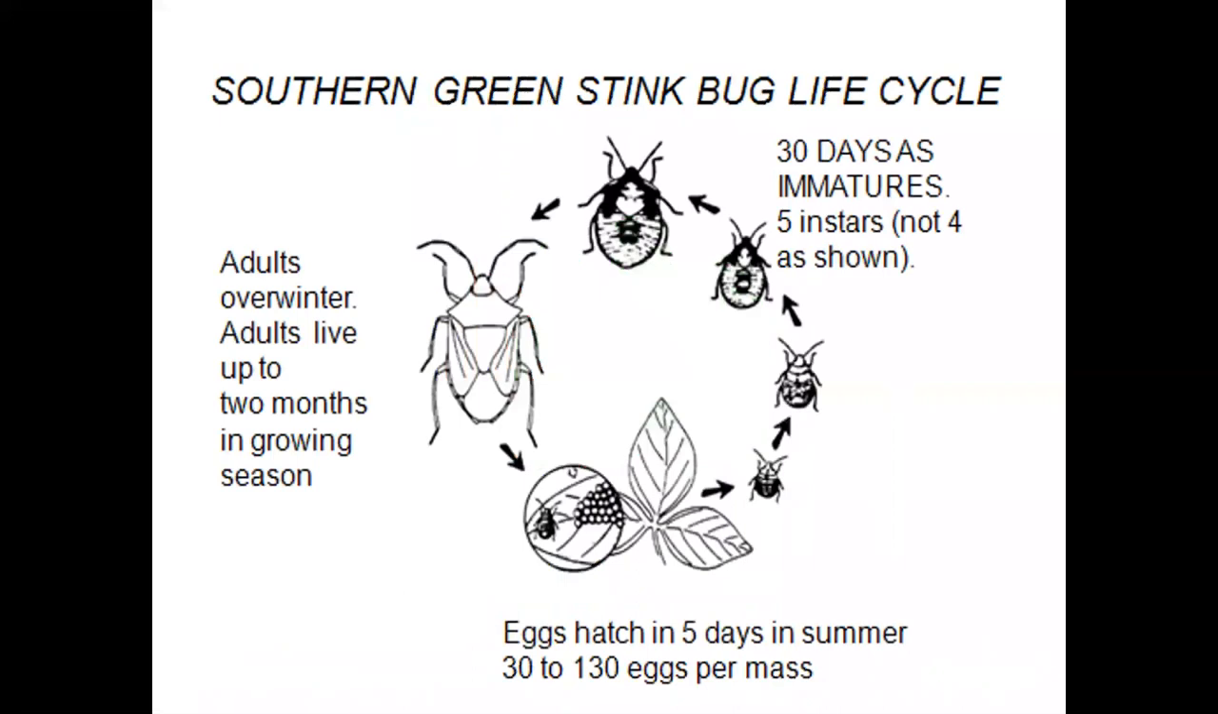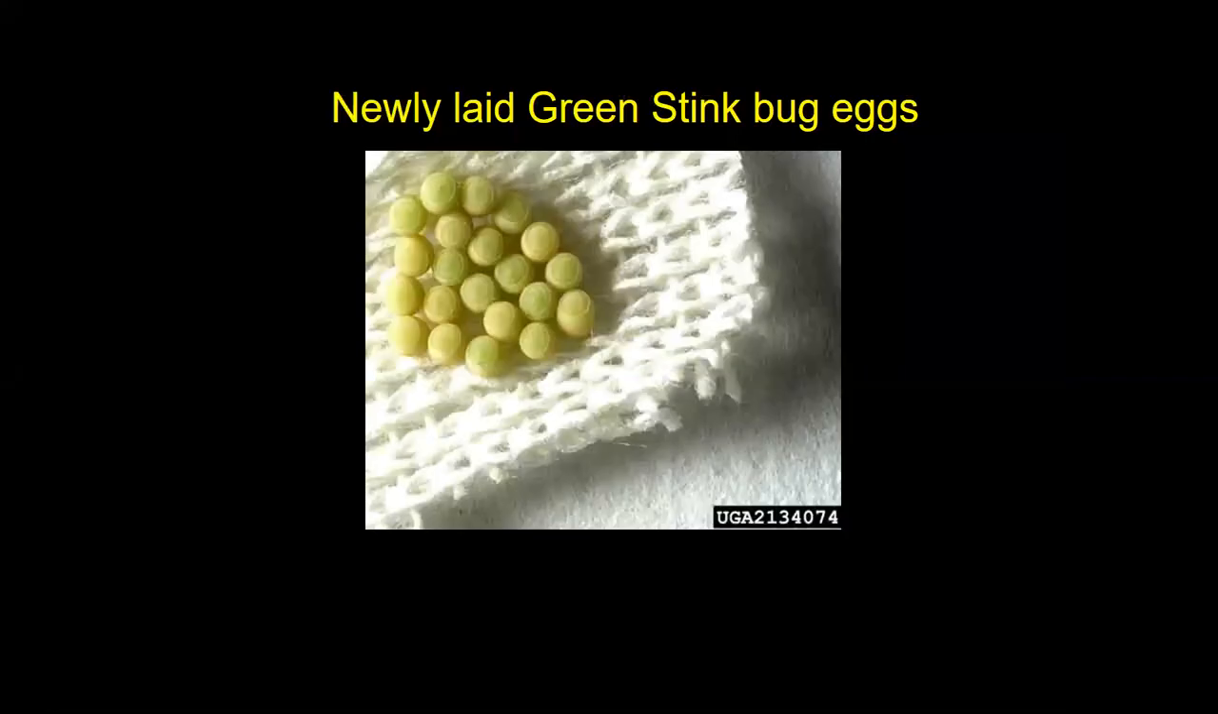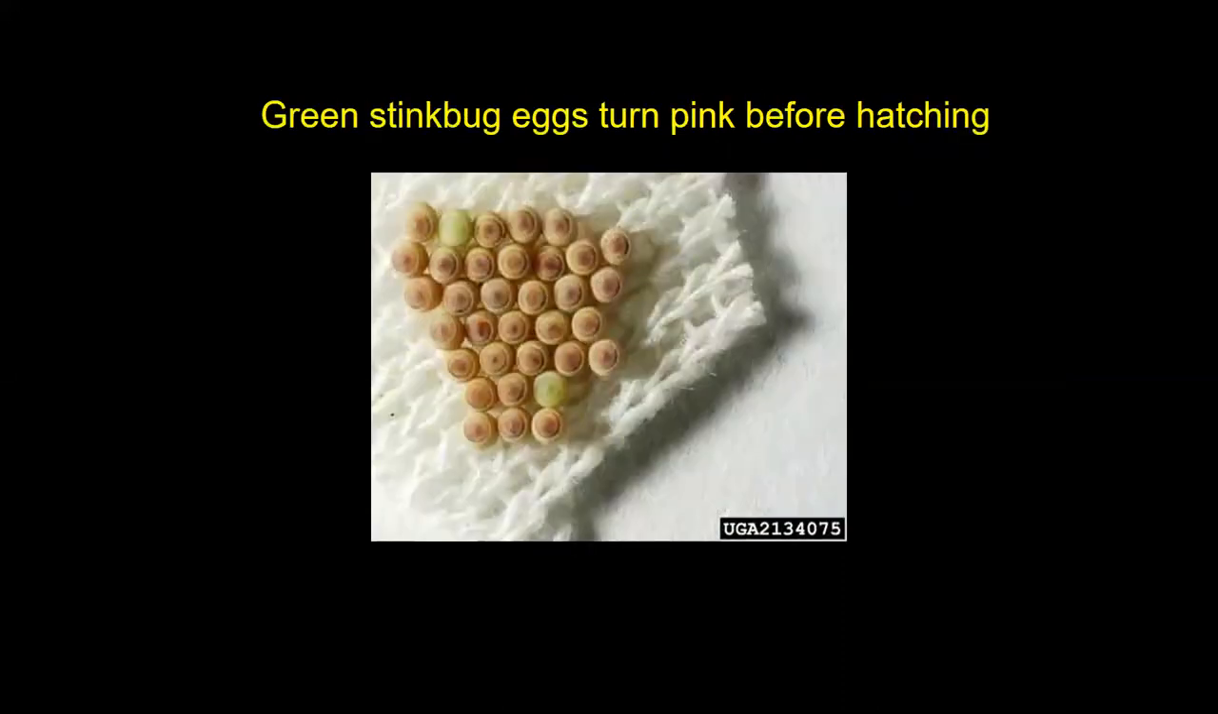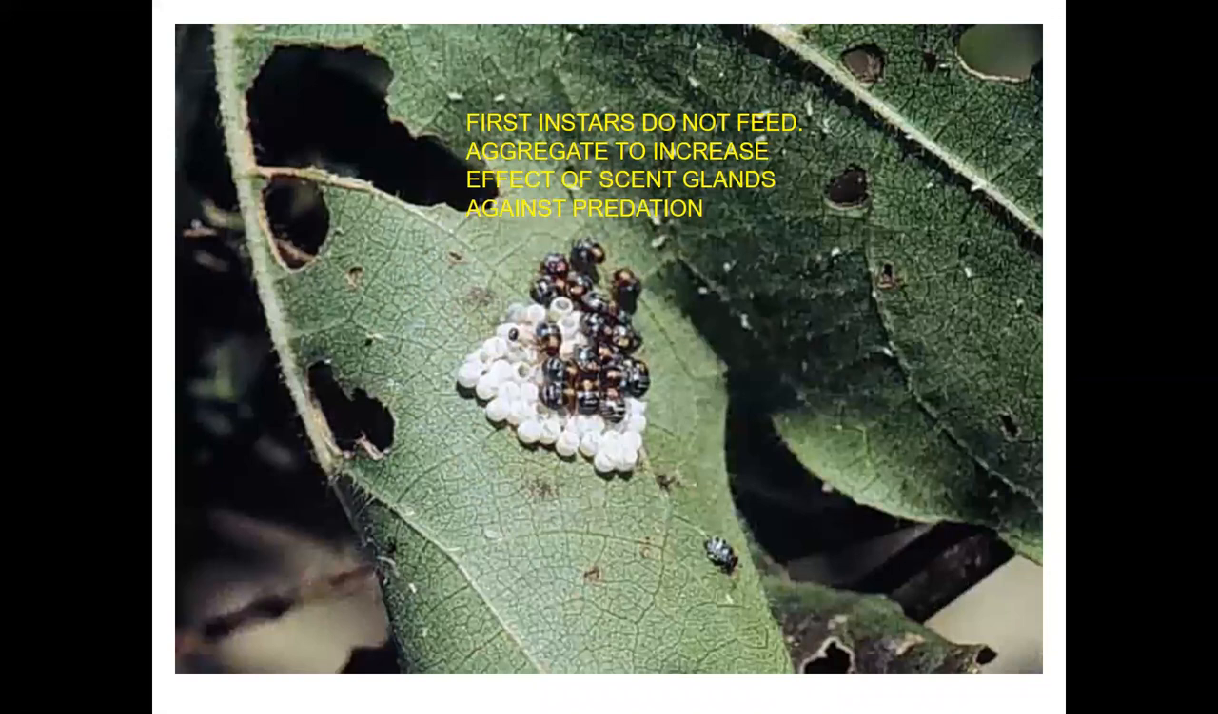Green stink bugs and other stink bugs are long-lived insects that can cause a lot of damage to your crops. The adults can live for 2 months. The immature stage takes 30 days to go through 5 instars. The eggs hatch in the summer in about 5 days, and there are a lot of eggs in the egg masses. Green stink bug eggs will start out green, and then before they hatch, they'll be kind of a pinkish color. The immature stages of the stink bug tend to congregate together to maximize the benefit of the odor they produce and protects them from predation, wards off predators.